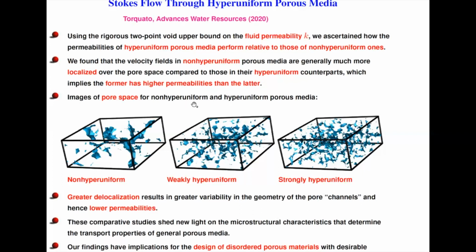So here are images of the pore space for non-hyperuniform and hyperuniform porous media. This one is non-hyperuniform, okay? And you can see that this is the pore space. You can see how localized it is. And here is a weakly hyperuniform case. And here is a strongly hyperuniform case. Strongly in this case means these stealthy systems. And you can see how the pore space is really very uniformly distributed in the entire volume. So greater delocalization results in greater variability in the geometry of the pore channels and hence lower permeabilities. So you might be able to say that you could use these kinds of principles to design disordered porous materials with desirable transport properties. Excuse me, yes.